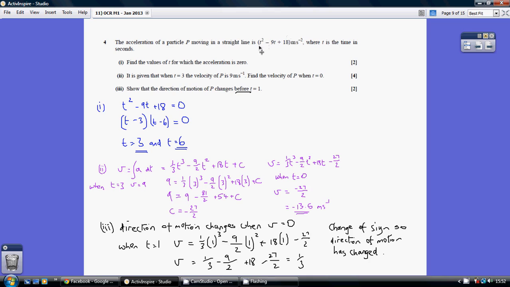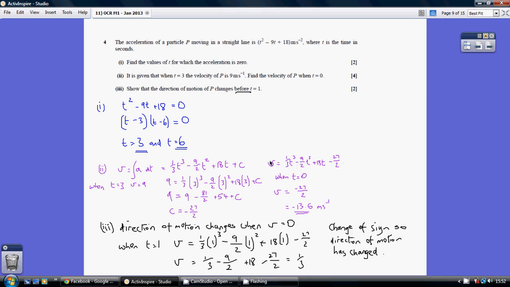So if we integrate each of these three terms, we get this plus our unknown c. Now they tell us when t is 3, v is 9. That allows us to work out that c is minus 27 over 2, minus 13.5. So our revised equation for v is this.